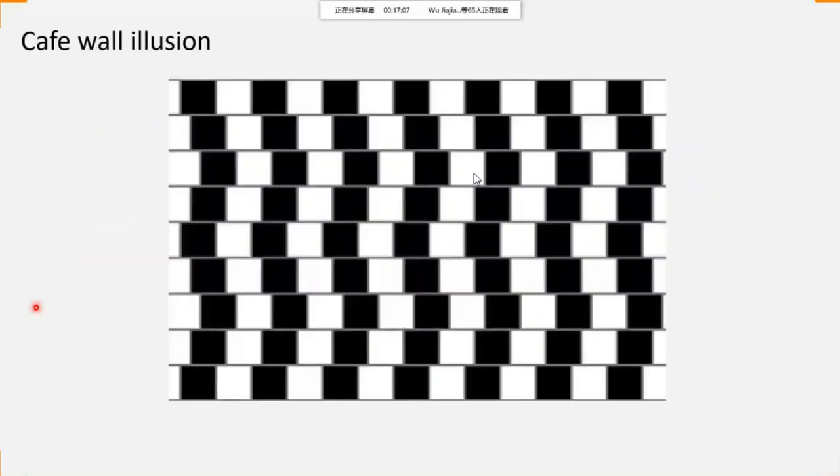This is the cafe wall illusion. It's simply named that way because the person who described it first saw such a structure, such a pattern on the wall of a cafe in England, and therefore it is named cafe wall illusion. You maybe have seen such examples before, quite likely, I guess. And of course, these lines here, they are parallel, but to our mind, they seem not to be parallel. They seem to be distorted.